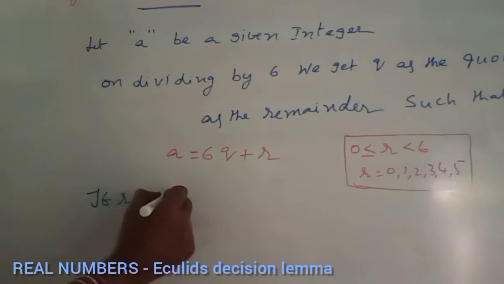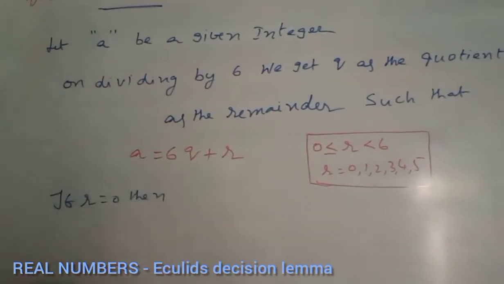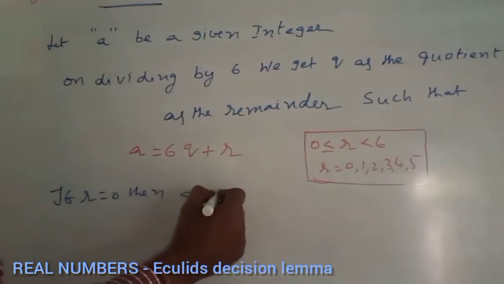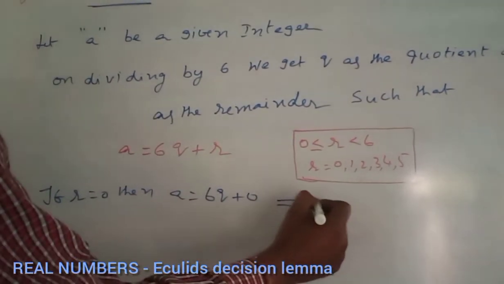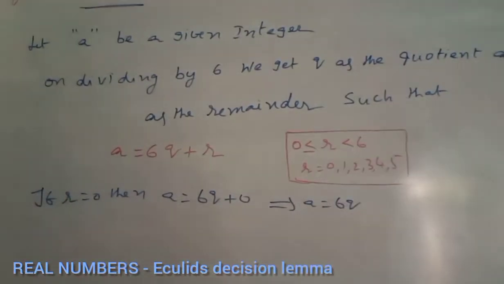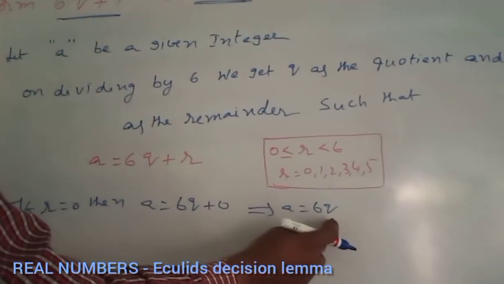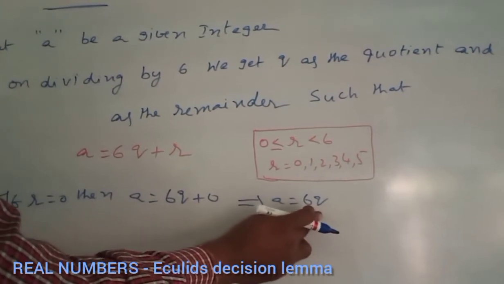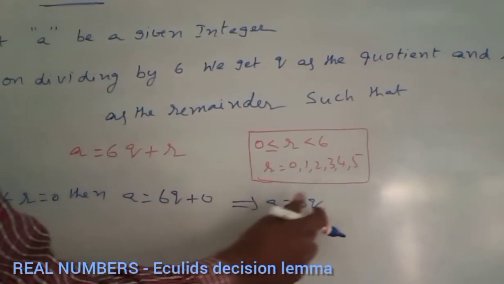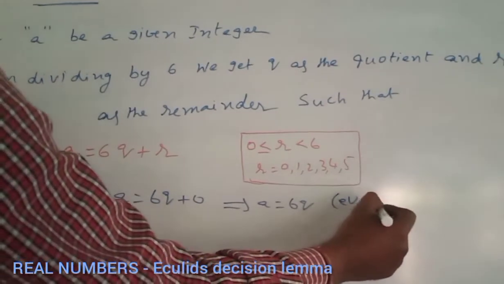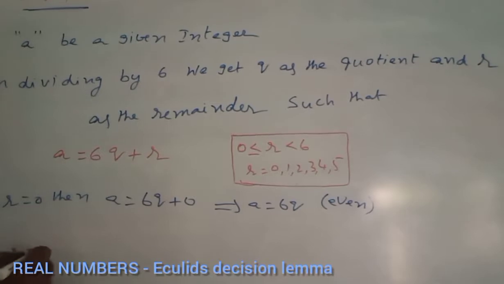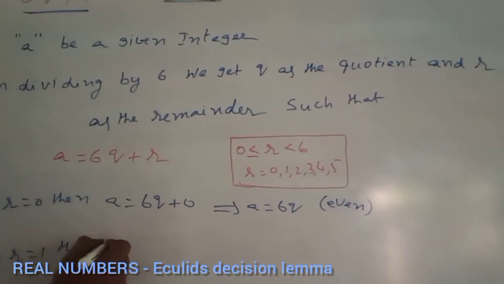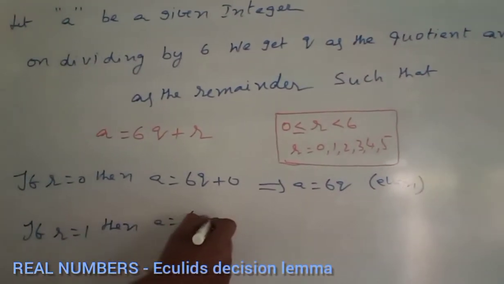If r is equal to 0, then substituting this value, a is equal to 6q plus 0, that is a is equal to 6q. 6q is a multiple of 6: 6 ones are 6, 6 twos are 12, 6 threes are 18, 6 fours are 24. That is an even number. If r is equal to 1, then a is equal to 6q plus 1.